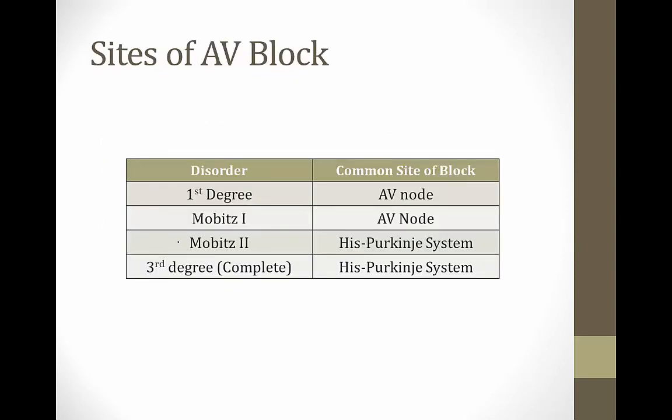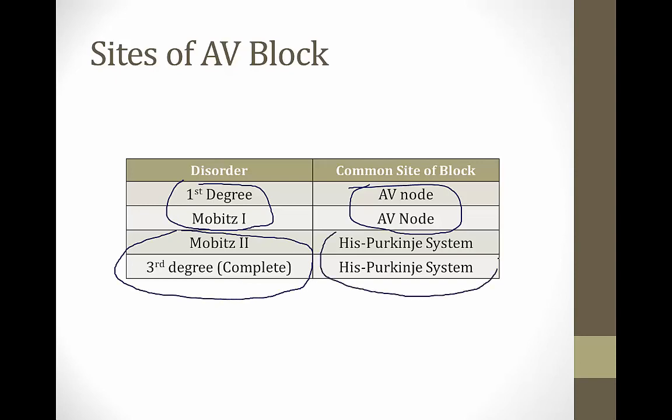Shown on the screen are the 4 types of AV block and the common anatomical site of the block. It's very important for you to remember this. First degree and Mobitz type 1 are usually caused by problems in the AV node. Mobitz type 2 and complete heart block or third degree heart block are usually caused by His-Purkinje system disease.